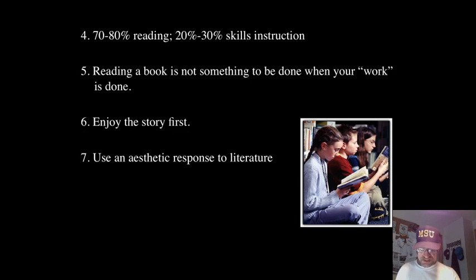Number 7, use an aesthetic response to literature. This means don't interrogate your students, ask them story details, find activities, and use questions for which you do not have the answer. Higher level thinking skills. Use your Sternbergs, your Gardners, and these other things to create your own activities. Think about the conversations and the activities you'd like to have around a great book that you've read or a movie that you've seen. These are the kinds of things that you should be doing as post-reading activities.